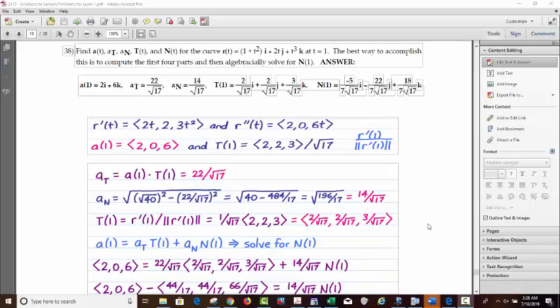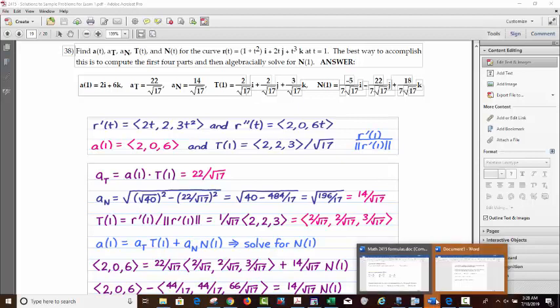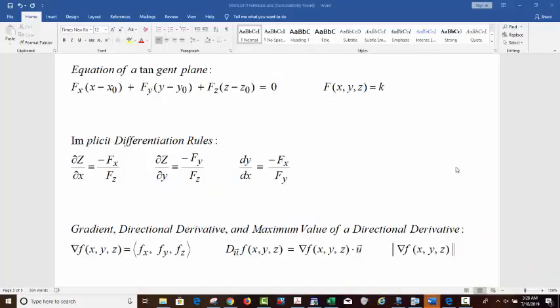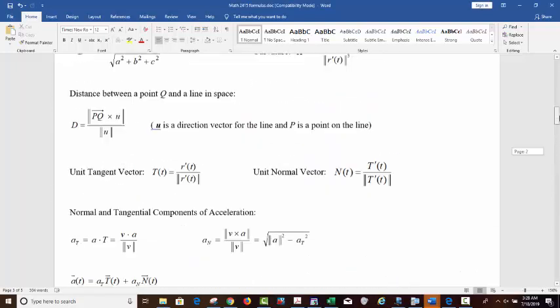Problem number 38. Now for 37, we showed how to get that unit normal vector for 2 space without having to use the normal vector equation. And I'm going to show you how to do it now for 3 space a little bit differently. The graphing method won't really apply for this in space. But the equation, which let's see, I have it in the formulas right here.